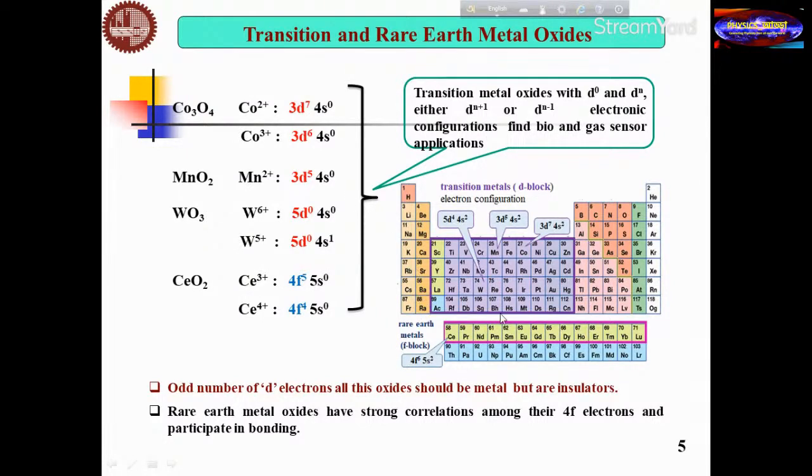So you see, look at the periodic table. Here these are the class of materials: cobalt oxides, manganese oxides, tungsten oxides, cerium oxides. Rare earth metal oxides have strong correlations among their 4f electrons and participate in bonding. But the d shell contains an odd number of electrons, like 7, 5. So with these odd numbers of electrons in the d shell, especially this group of metals behaves as insulators.